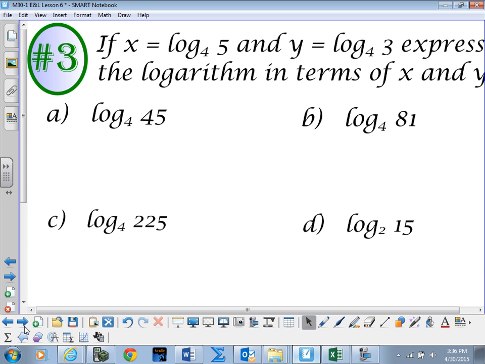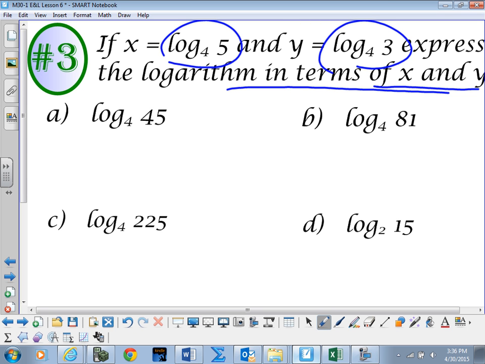All right, these questions are really common with the laws of logs lesson here. We want to represent log base 4 of 45 in terms of x and y. So I know that x is equivalent to log base 4 of 5. Y is equivalent to log base 4 of 3. So if I can break this up, log base 4 of 45, where it equals a value of x and y, and you know that 45 has factors of 5 and 9.